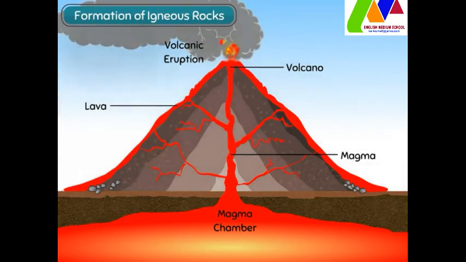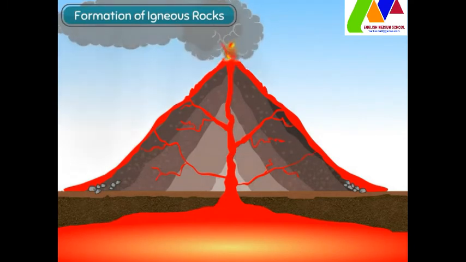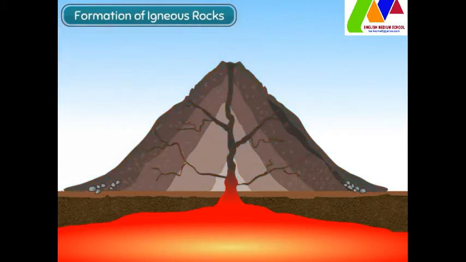So when the mixture of molten rocks is below the Earth's surface, it is called magma. And when this mixture comes out on the Earth's surface, it is called lava. Yes, you are right, Girija. As the lava flows down the sides of a volcano, it keeps cooling down and changes into hard rocks. The hard rocks formed from the cooling of the lava are called igneous rocks.